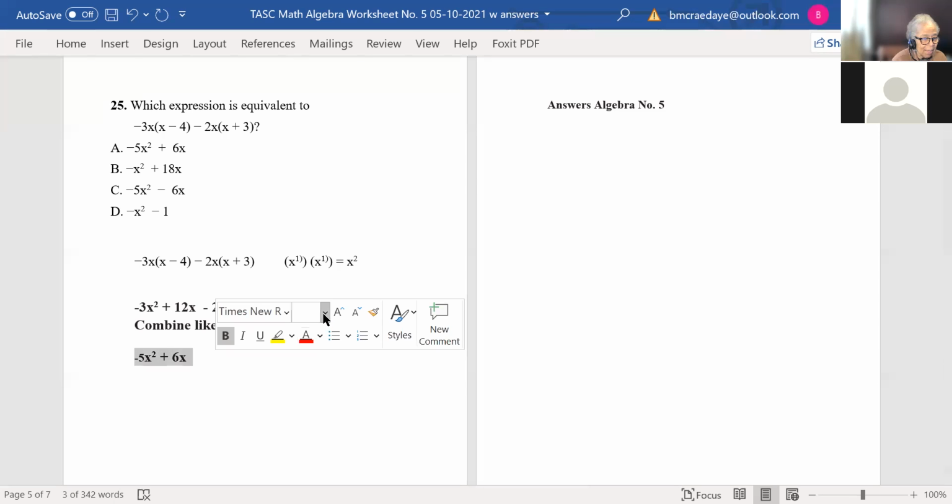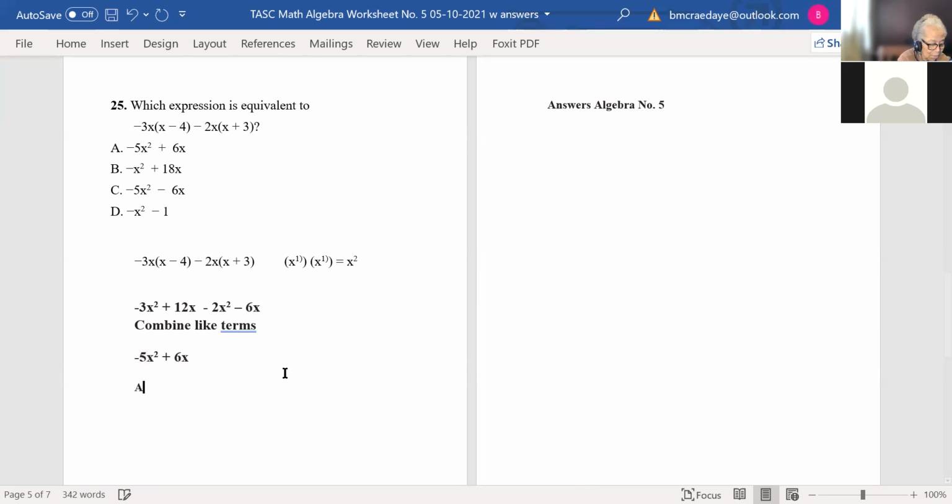Okay, let's make that bigger. Okay, so what's the answer? The answer is A. That's a minus 5x squared plus 6x.